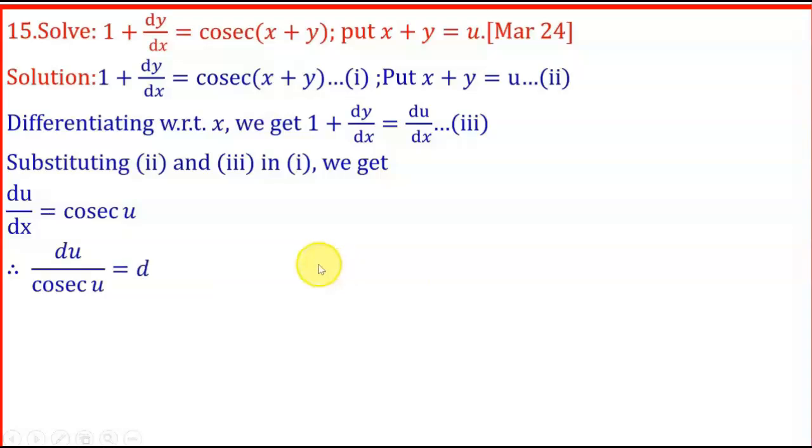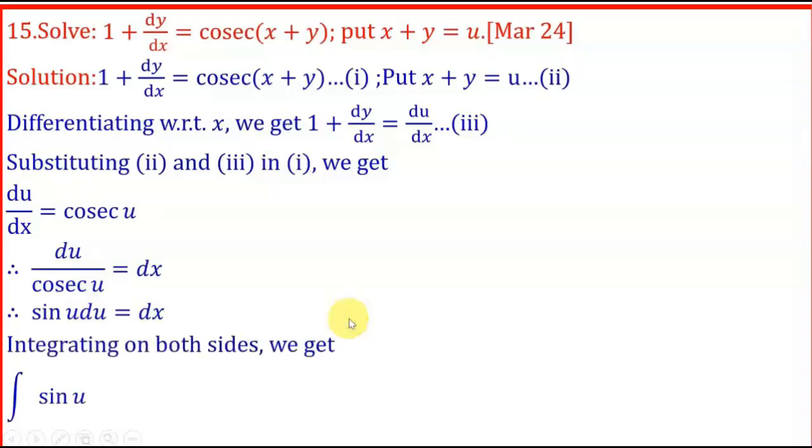Again, apply the variable separable method. Here, du by dx is equal to cos u. Now shift this to the left hand side, it will become du upon cos u. Shift this dx to the right hand side, is equal to dx. What is 1 upon cos u? It is sec u. Sec u into du is equal to dx.